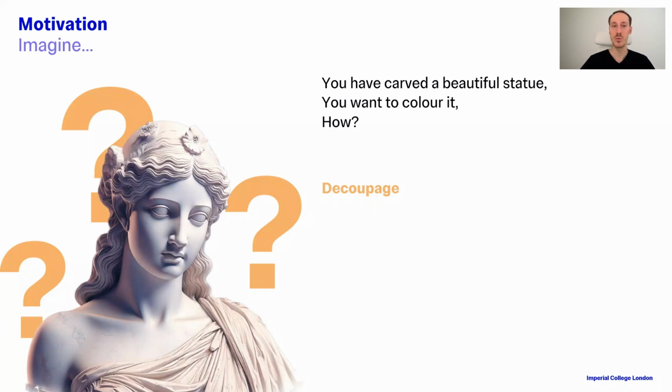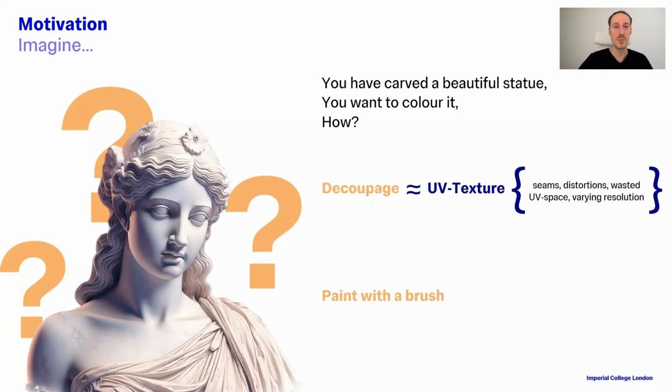But is this really what you would do? Is it really the best approach? Or would you rather take a paintbrush and paint directly the surface of the object? I hope you all agree with me that the second approach is the most logical and hopefully also the best one, right? So why is the whole community trying to do something very similar to decoupage and use UV textures to represent the object colors? This also comes with a lot of limitations, which are ranging from seams to distortions, wasted UV space, and also varying resolution. So it really is not a good representation.